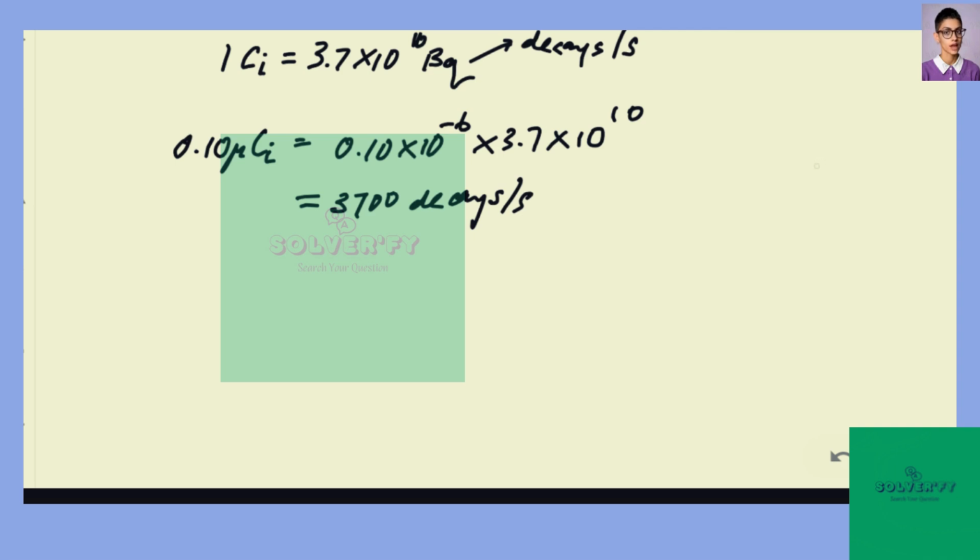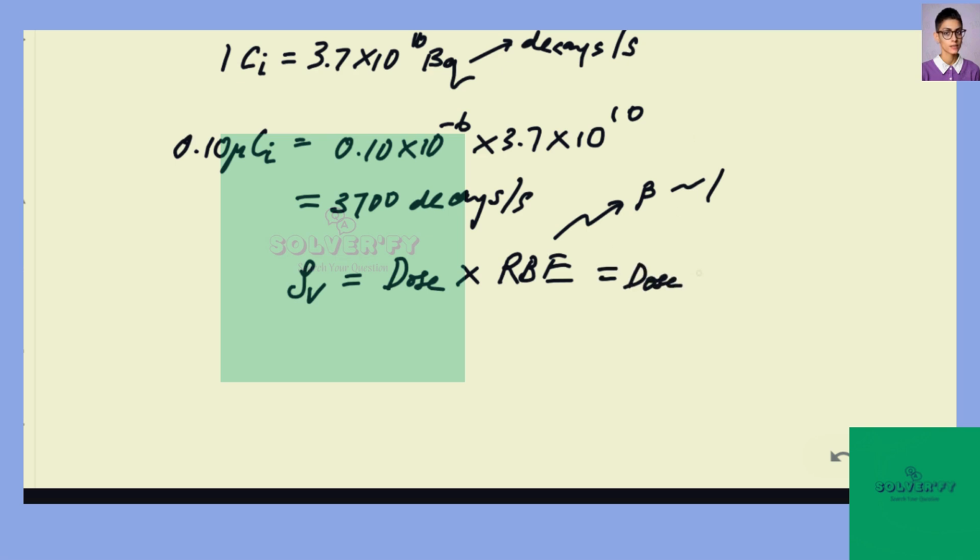Now to estimate the dose in terms of sieverts, we know that sieverts equals the dose multiplied by the RBE. But in our case we are talking about beta particles, which we're going to assume have an RBE of about 1. So we can equate sieverts to grays for this particular case.